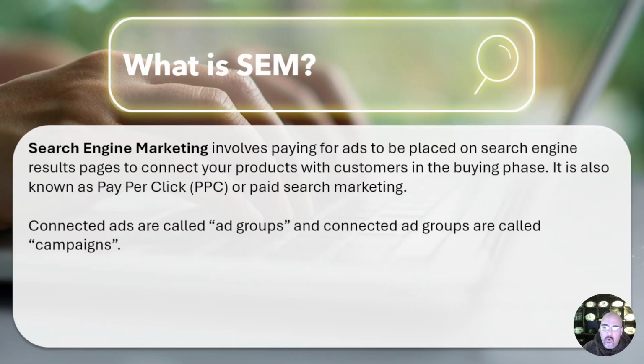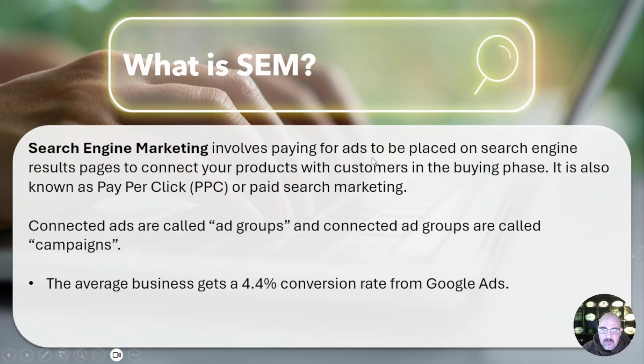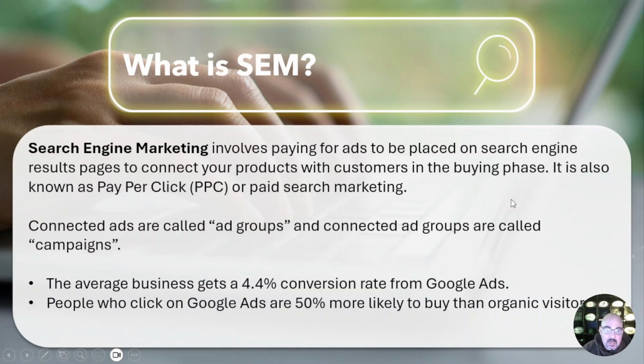When we think about the overall structure, guys, when we've got multiple ads on Google, we can say that they're ad groups. And then if we're looking at a group of ad groups, we call those campaigns. So just a couple of stats here. The average business gets a 4.4% conversion rate from Google Ads. When we think about conversion rates in general being around 2.5 to 3%, 4.4 is actually pretty effective. People who click on Google Ads are 50% more likely to buy than organic visitors.